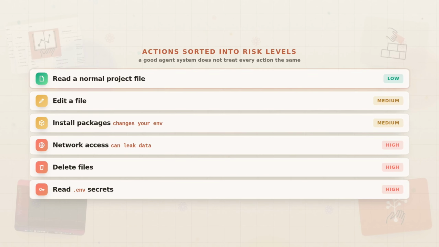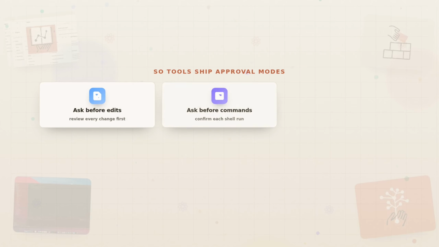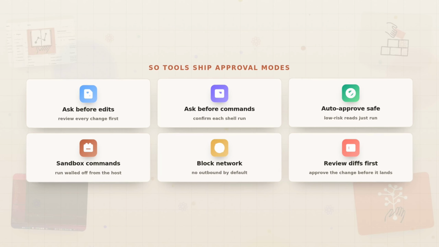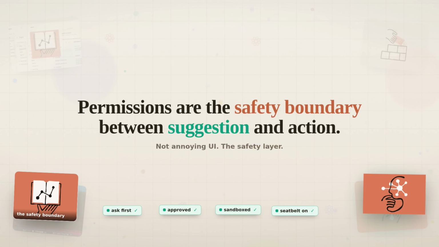Reading a normal file is low risk, editing is medium, installing packages changes your environment, network access can leak data, deleting is obviously dangerous. That's why tools give you approval modes. Ask before edits, auto-approve safe stuff, sandbox commands, review diff before applied. This isn't annoying UI for the sake of it. It's the seatbelt. Permissions are the boundary between a suggestion and an action.